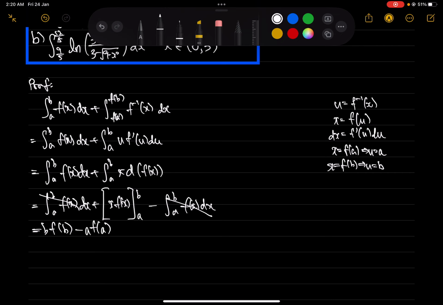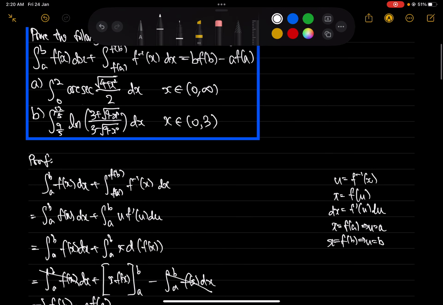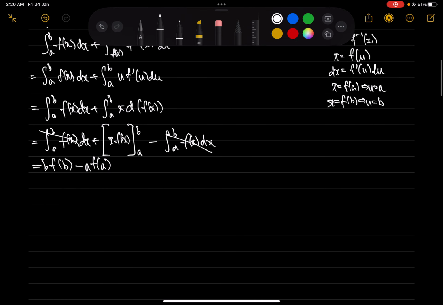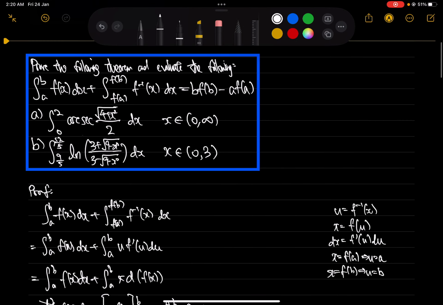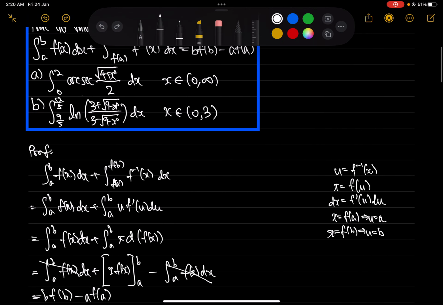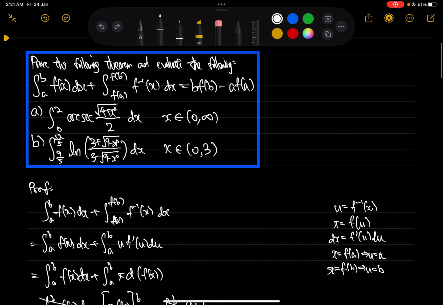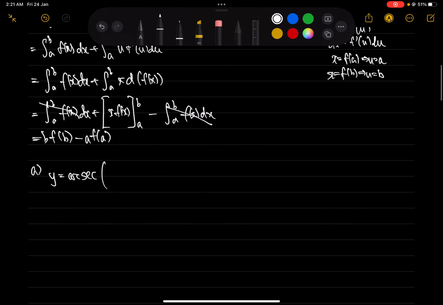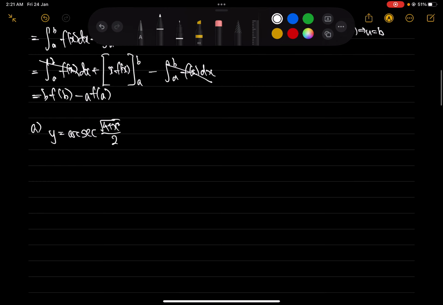Whoops, handwriting. And I'm going to show you how you use this theorem because it could be quite confusing at times. So this one looks like an inverse function. So we could find the inverse of that, which is the original function. So obviously, now we have this.